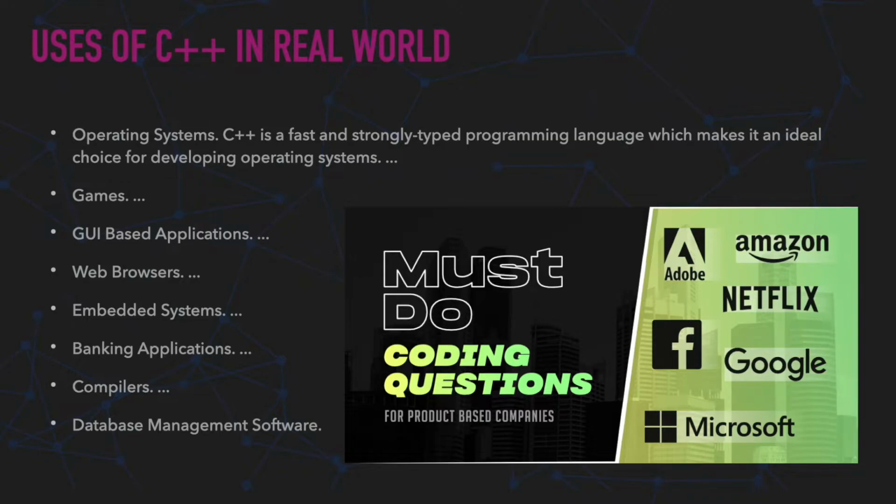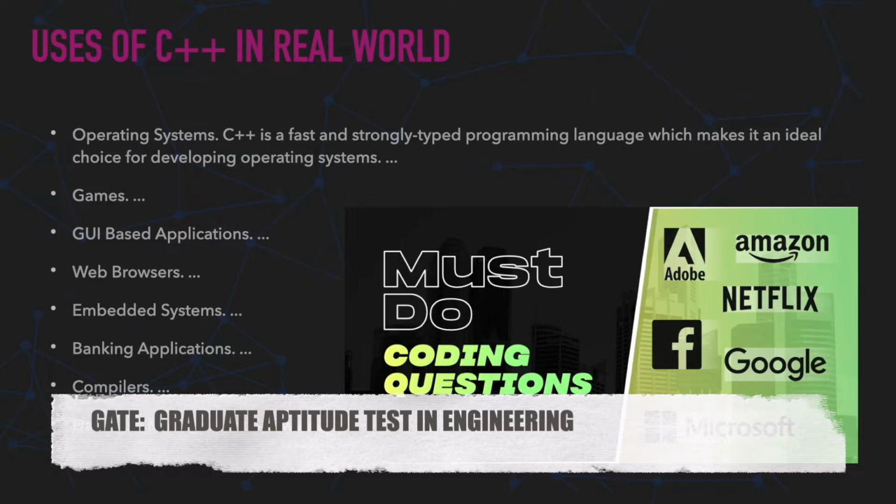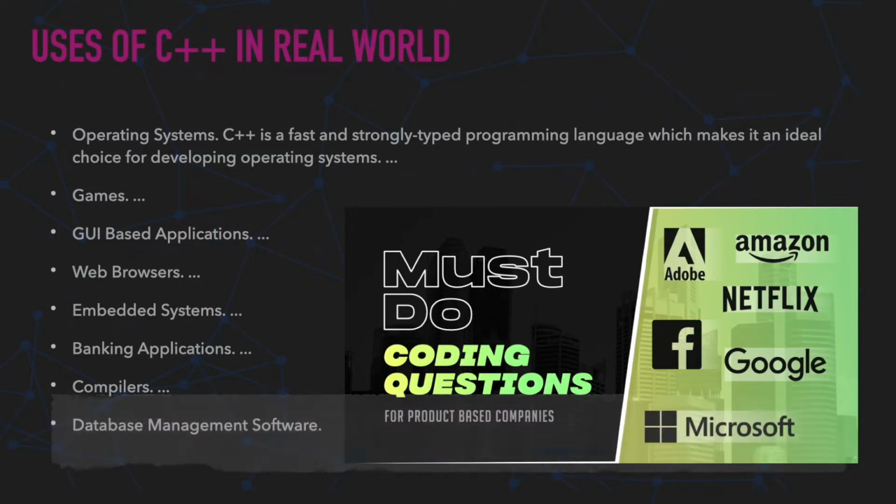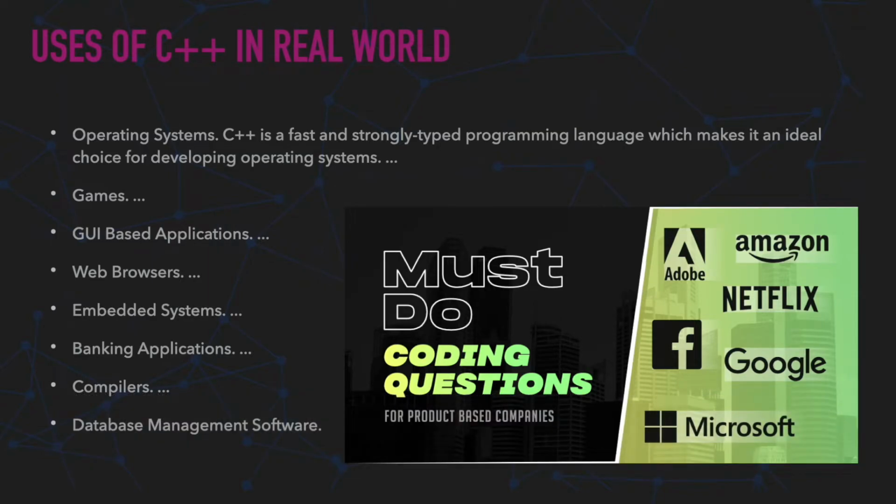Companies such as Amazon, Adobe, Google, Microsoft and others need programmers who have a strong base in C++ because C++ is popularly used. And if you are preparing for GATE examinations, they don't ask from Java or Python, they only prefer C or C++, so you need to have a strong base in that.